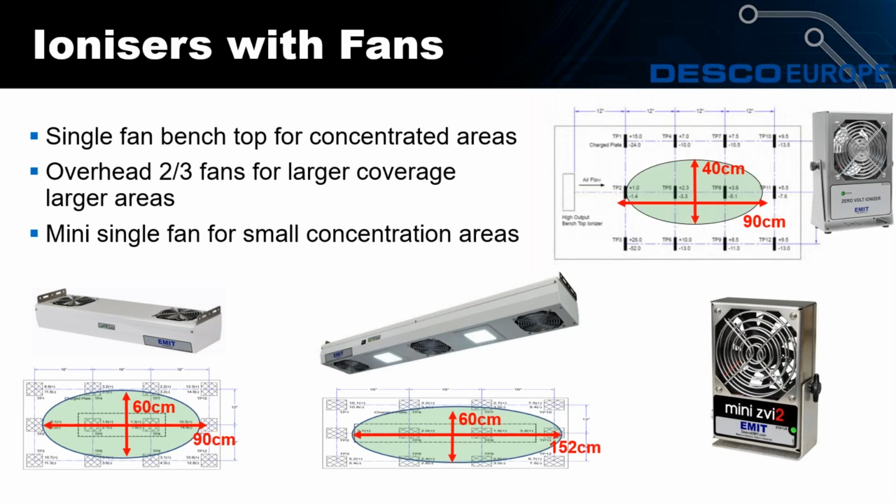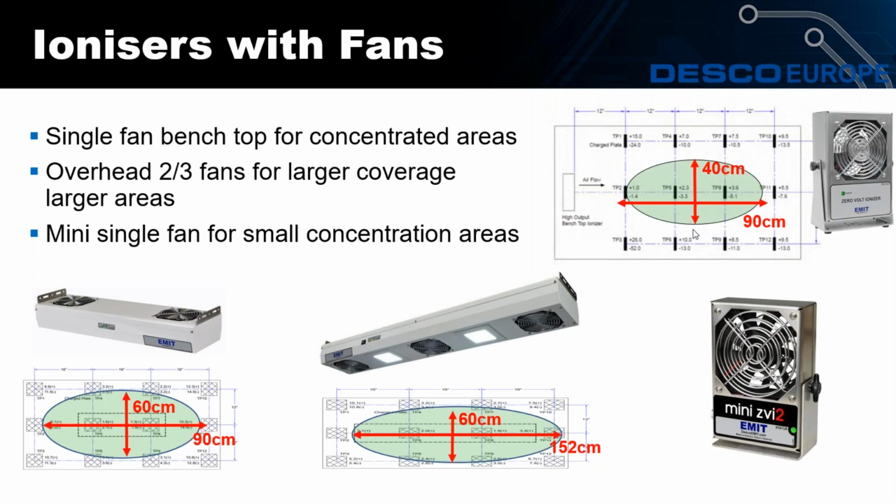So ionizers with fans will obviously cover a certain area. Now, if we look at the top right-hand side, we've got one of our 0-volt benchtop ionizers. So the graphic here, this bit here is actually the ionizer, and the optimum area of working where it will be the most effective is roughly around about 40 centimeters by 90 centimeters. That is the optimum area. It will work in a bigger area, but the optimum area for maximum charge dissipation in the fastest time would be in that area of 40 by 90 centimeters.